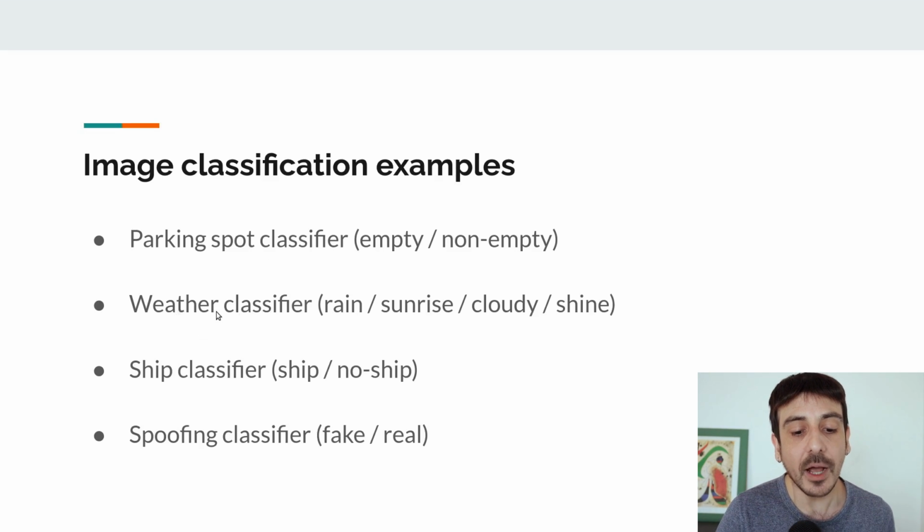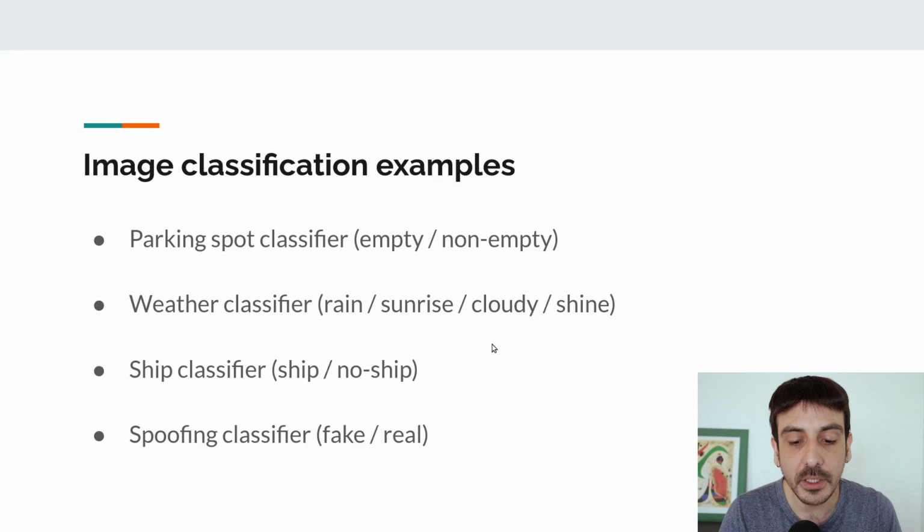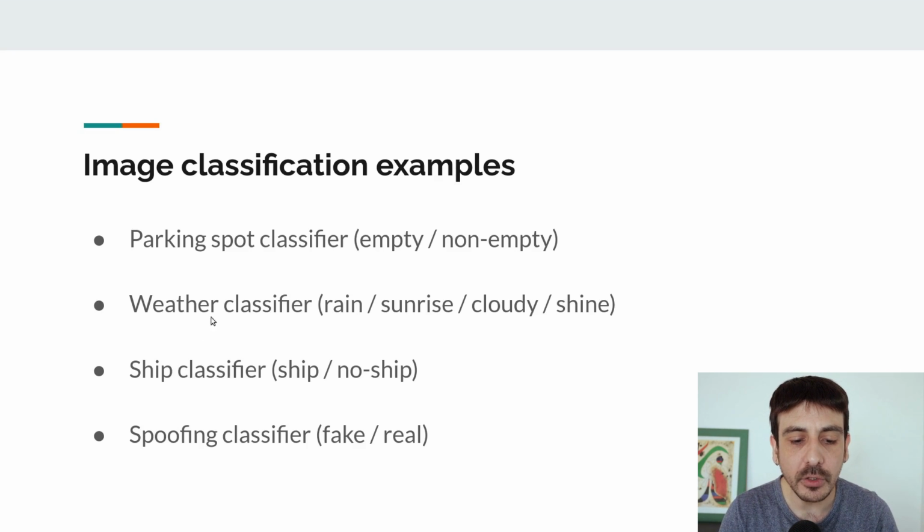Then another example is a weather classifier, which is going to take an image and is going to classify an image into one of these four predefined categories, which are rain, sunrise, cloudy, or shine. And this is another example we will be covering later on. Then another example is a ship classifier, which is going to take an aerial image, a satellite image, and is going to classify this image as ship if the image contains a ship, or as no ship if the image does not contain a ship.